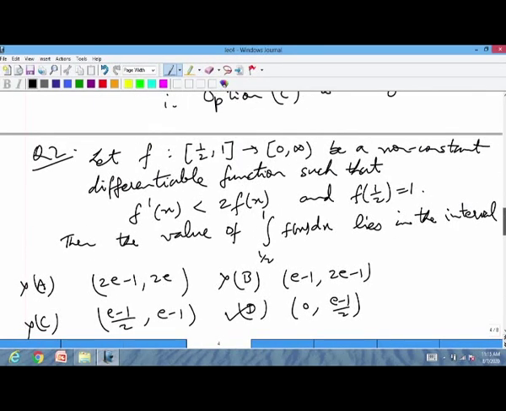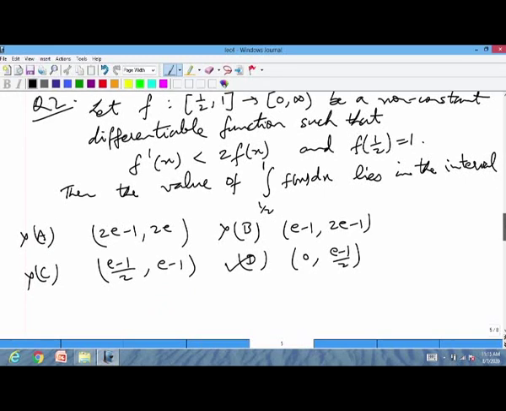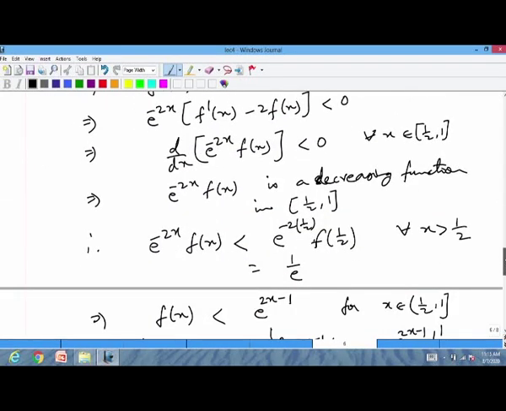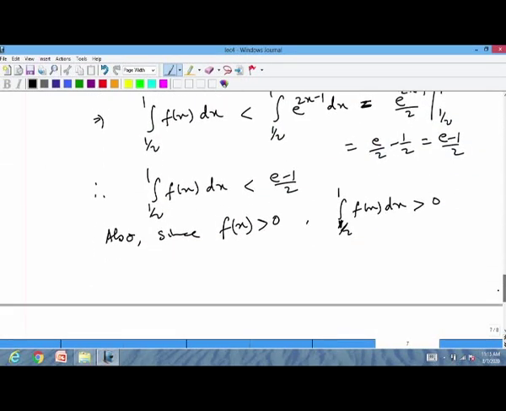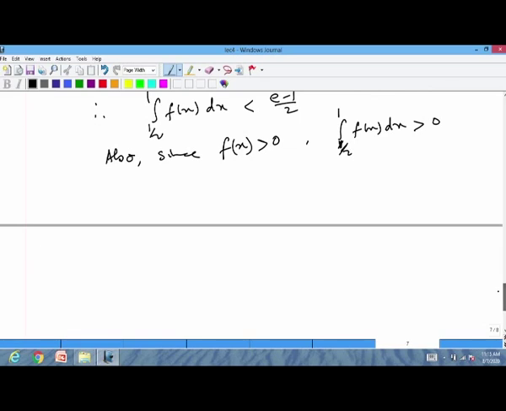But if we are given that f is a non-constant function, then we cannot be sure that this is correct unless we solve this. Now, let us move to question number 3.